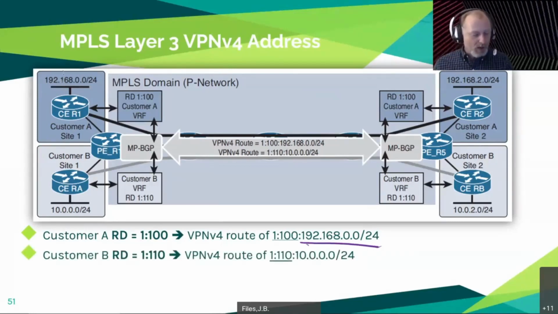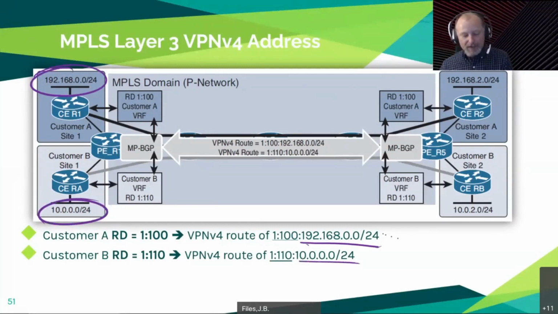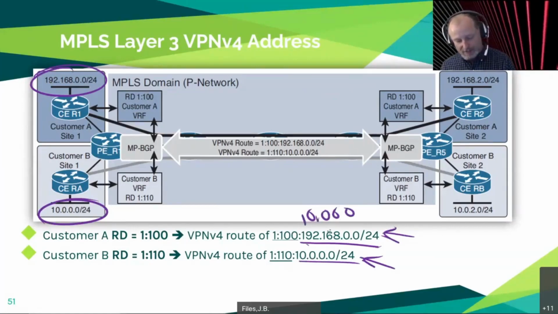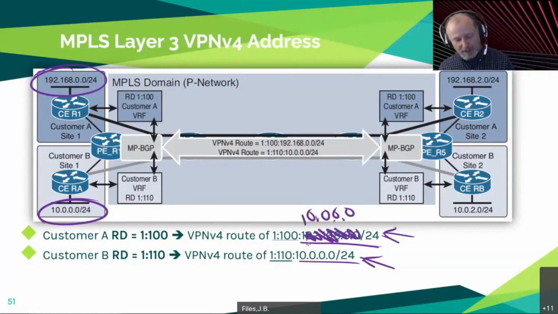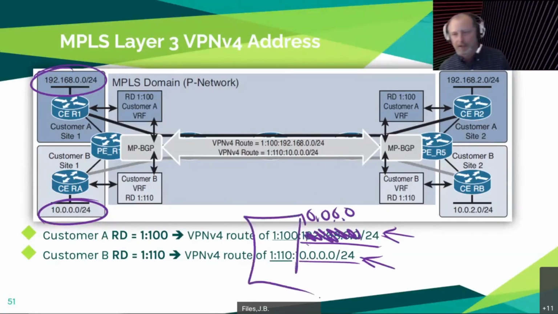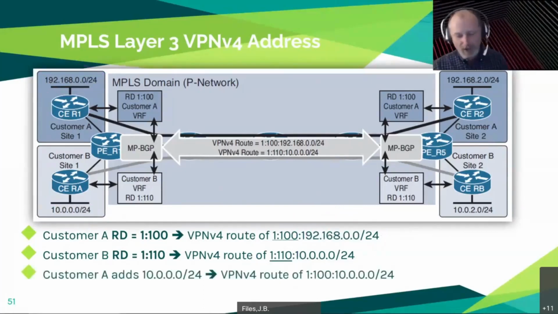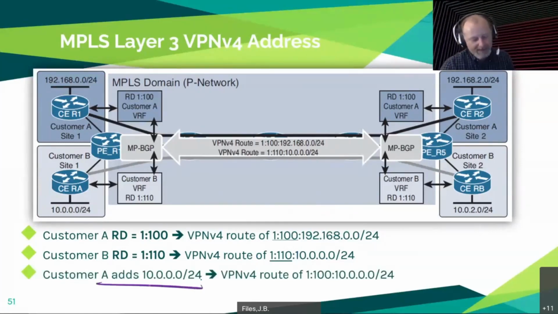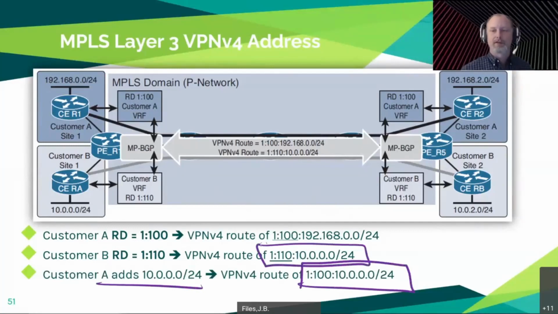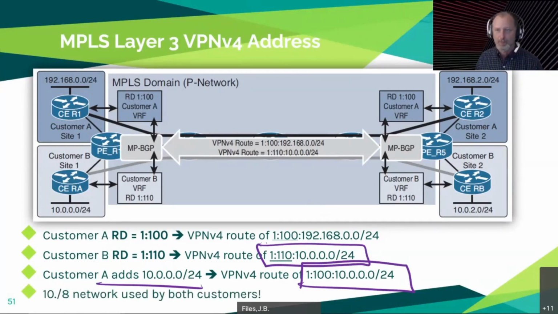So in this example, they don't have overlapping space, but if those IPs were the same, let's say this was 10, we could tell them apart by the route distinguisher. Oh, I guess customer A adds the 10 dot space, so these two are then different. The 10 dot space is used by both customers.